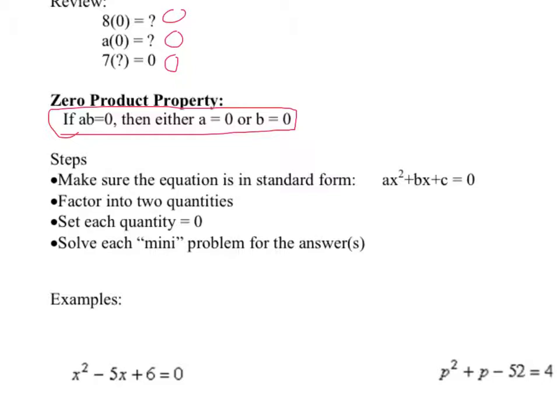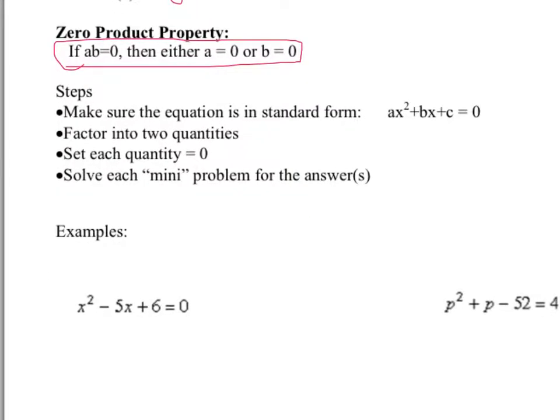Now, how does that apply to factoring? Well, we use the same rules for factoring we've always used. Make sure it's in standard form, factor into two quantities. Now, let's look at this trinomial, for example. We can factor this, and when we factor it, we get two binomials multiplied together.